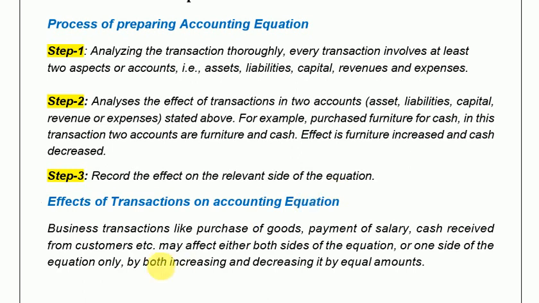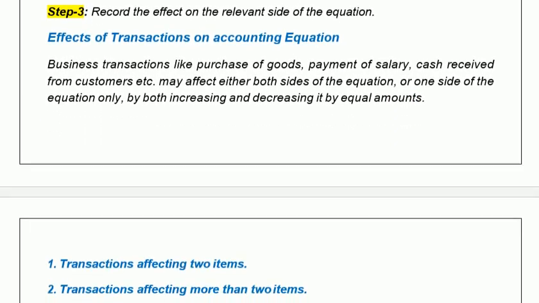Now we come to the effects of transactions on the accounting equation. Business transactions like purchase of goods, payment of salaries, cash received from customers may affect either both sides of the equation or one side of the equation only, by both increasing and decreasing it by an equal amount. Whatever the amount increases or decreases, it changes on both sides by the same amount. So let's discuss how it affects the equation.